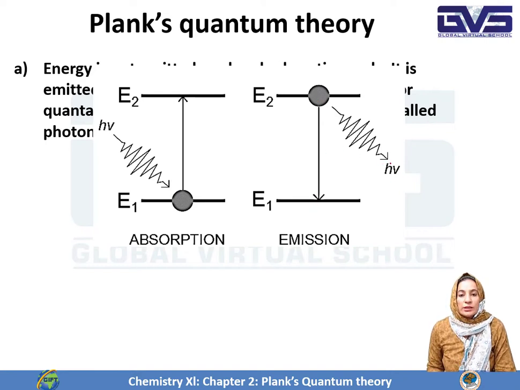This energy, this wave packet, is a quanta or quantum, and this quantum is given the name photon in case of light radiations. And energy is absorbed when an electron moves from a lower energy level to a higher energy level. How much it absorbs is a wave packet, called a quantum, and in case of light, this is given the name photon. And this wave packet is equal to h nu, Planck's constant times frequency. I will explain this right now.